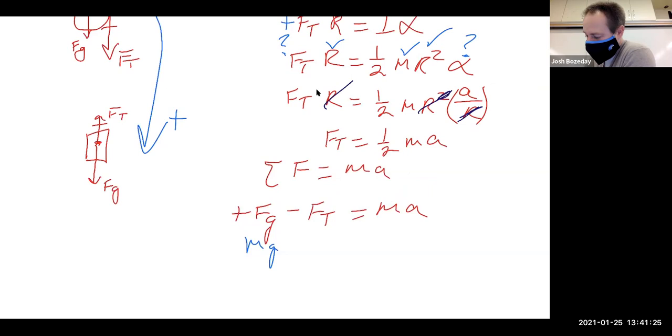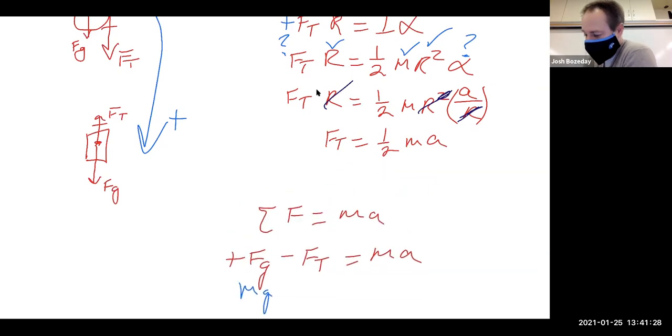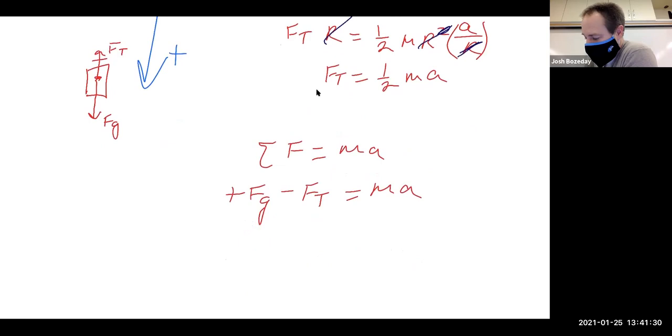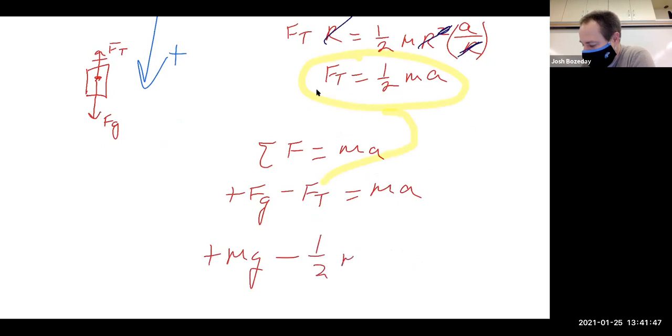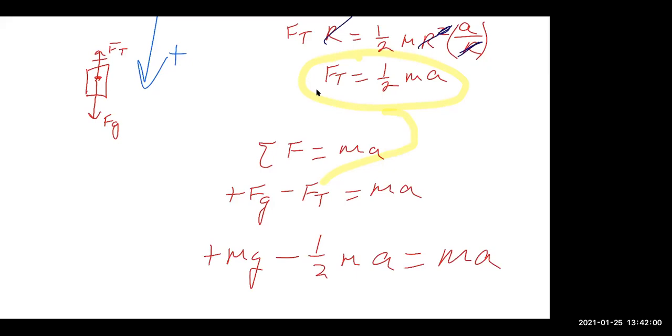Scooch this down a little bit so it doesn't get too jumbled. And now we're going to do our substitution. We're going to take this equation for force tension and substitute it in there. So instead of writing Ft, we're going to write 1/2 ma. So we're going to go plus force gravity, which is mg, minus 1/2 ma equals ma. Okay, any questions now? I'm going as slowly and as carefully as possible, but I want to keep pausing to see if there's questions. Will this be a video to refer to?